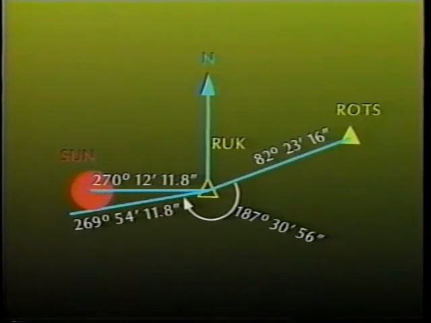We then subtract the angle measured at station Ruck from the left edge of the sun to station Rots. Again, this is the angle given in the problem, 187, 30, 56. And that gives us the azimuth from Ruck to Rots, 82, 23, 16.